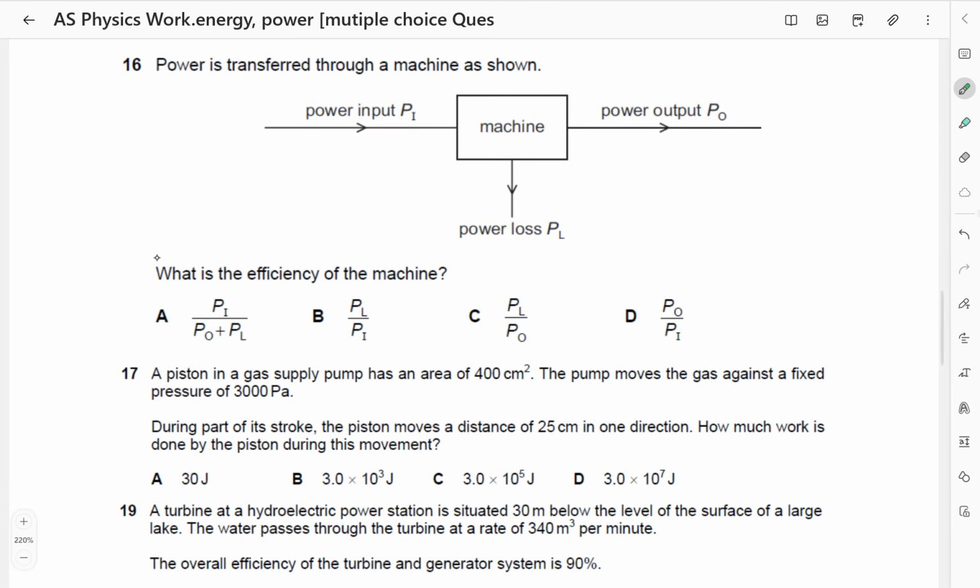Power is transferred through a machine as shown. So we see the power input, we see the power output, we see the power loss. Automatically, this one is going to give us the answer as P naught for the efficiency. The efficiency is going to be P naught, that is the output power, useful output power over the total input power.